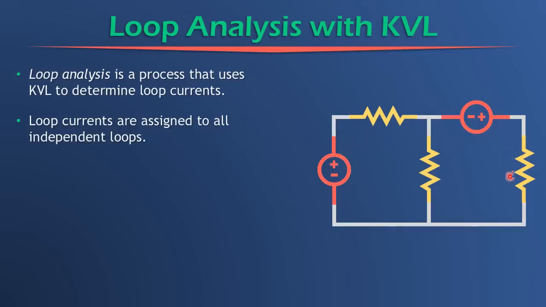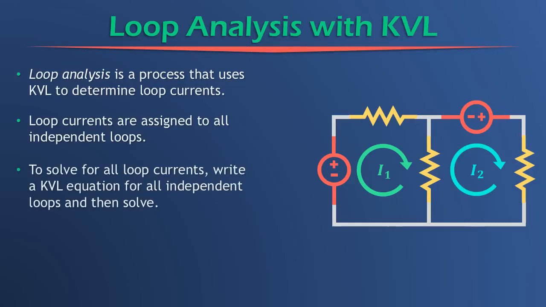Those are independent loops. And when you see a problem that should be solved with loop analysis, it'll be pretty obvious what the loops are. There'll usually be like 2 or 3 of them. Maybe 4 if you're lucky. So what we want to do is assign the loop currents to both of these. So we'll call them I1 and I2, and they'll both be in the clockwise direction. And that's because that makes life easier. All about making life easier here, you know.